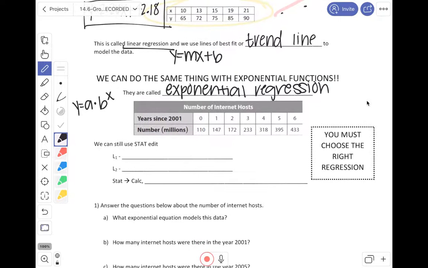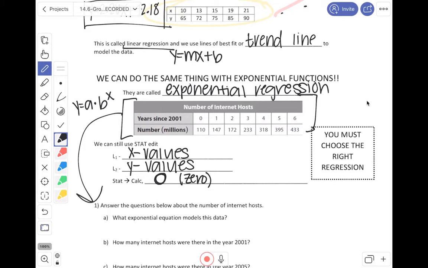This is how you do it on your calculator. So same kind of steps. In L1, you put all of your x values, just like on linear regression. And remember, we have to use them all because these are just random points we're trying to find the line of best fit. L2, we put all our y values in. Again, same. And then this time, instead of StatCalc 4, you're going to hit StatCalc 0. I'm going to go ahead and write that's a 0. StatCalc 0. So using this information up here, let's answer these questions.